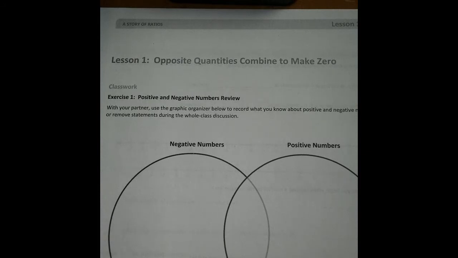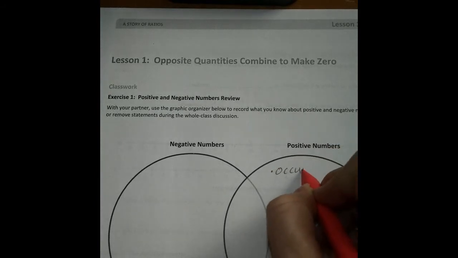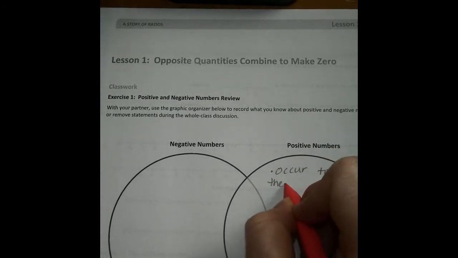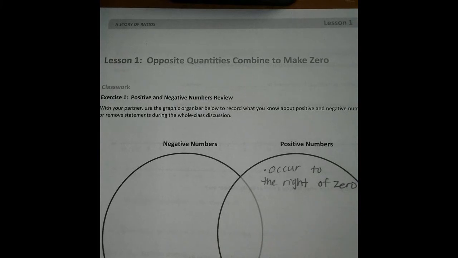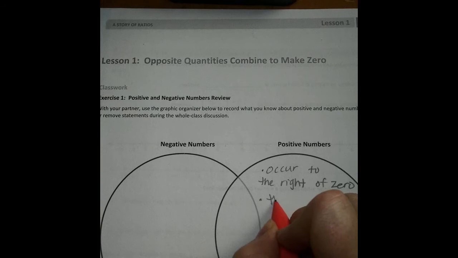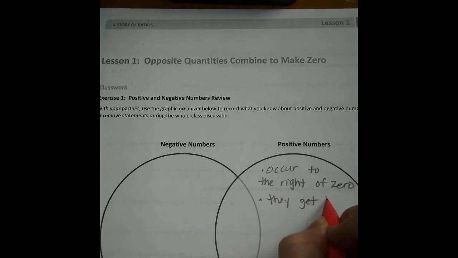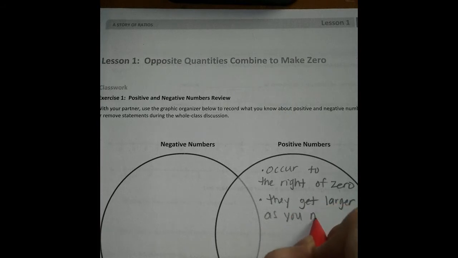So thinking about positive numbers. If you think about a number line, where do you see positive numbers? They occur to the right of 0. They get larger as you move to the right.